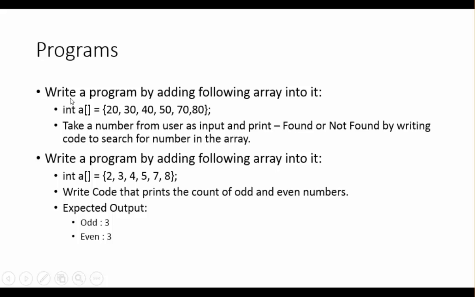So what is this saying? Write a program with the following array in it. The array is given to us already, an initialized array, so we'll take this array. Then it says take a number from the user as input. Ask the user for a number using C in, and print found or not found by writing code to search for the number in the array. So this is an array that will be part of your program.